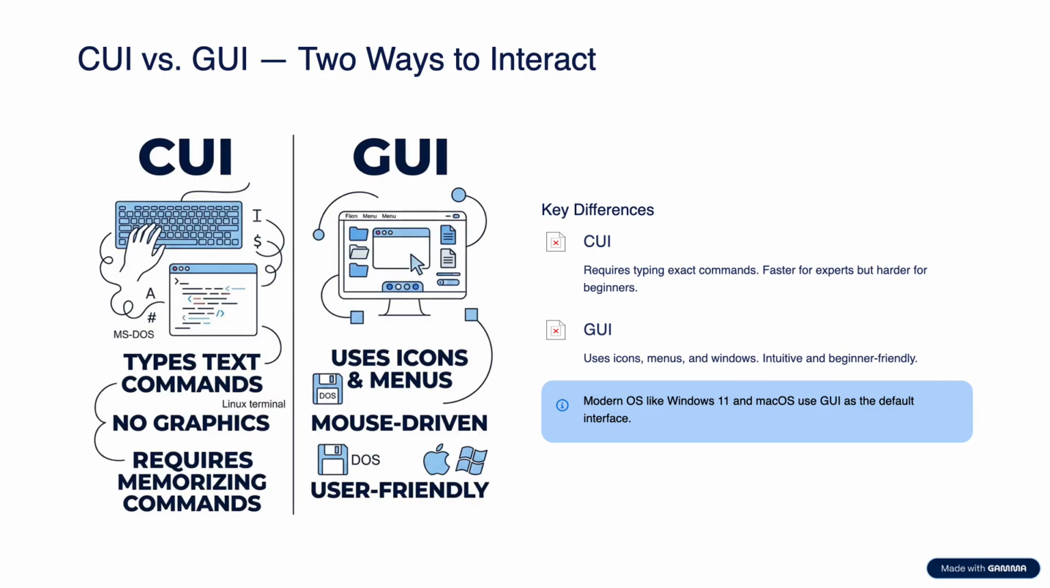Let's take a look at the two main ways we interact with our computer. The first is the character user interface, CUI, also known as the command line interface, CLI. In a CUI environment, you will see a plain text-only prompt screen. There are no colorful folder icons, wallpapers, or mouse cursor support.